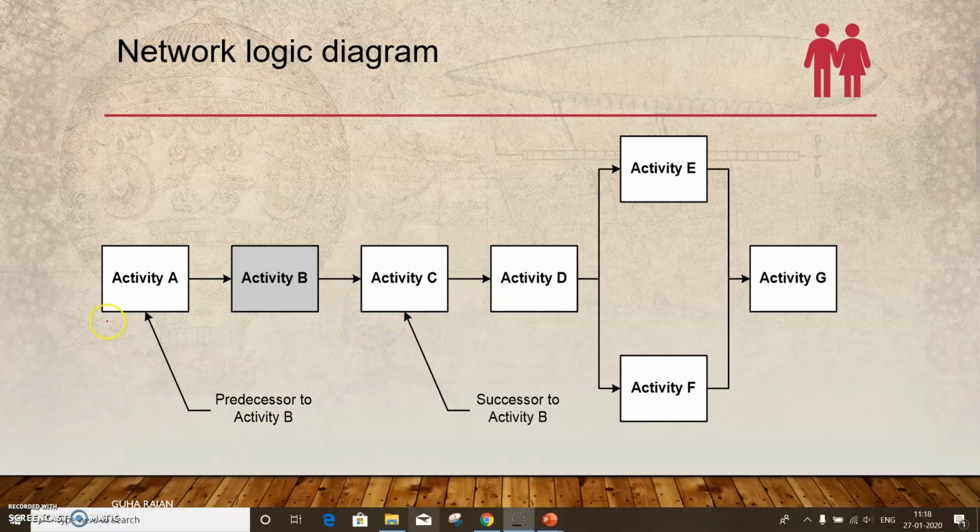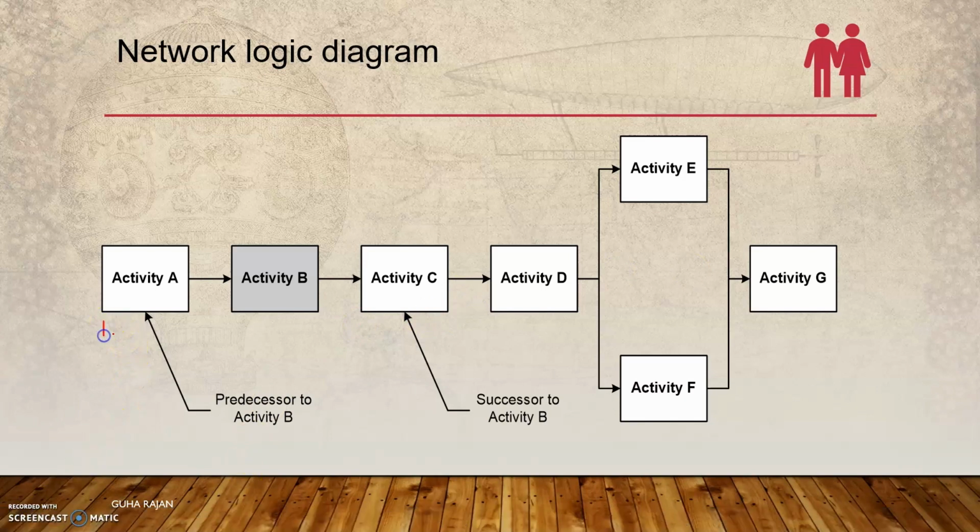Just as an example, suppose activity A starts on day 1 and is going to complete on the 10th day, then activity B could start on the 11th day, because you are sequencing the activities. Only after completion of activity A does activity B start, and so on. So that's about the network logic diagram and the task dependency.